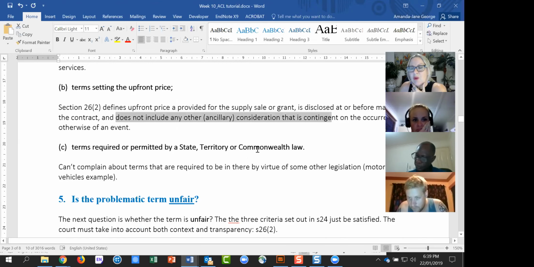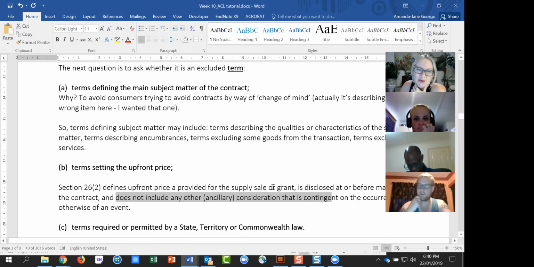Terms required or permitted by law. I think they give quite a good one in the text. There's this motor vehicles legislation that gives you a 1 day cooling off period after a motor vehicles, I think it's auction. And you can't, for example, complain that that's too short a time because that has to be in there by virtue of the legislation. Okay, so I think that's all more than sensible.